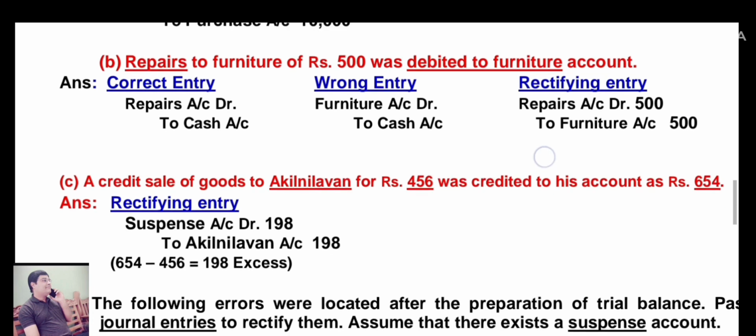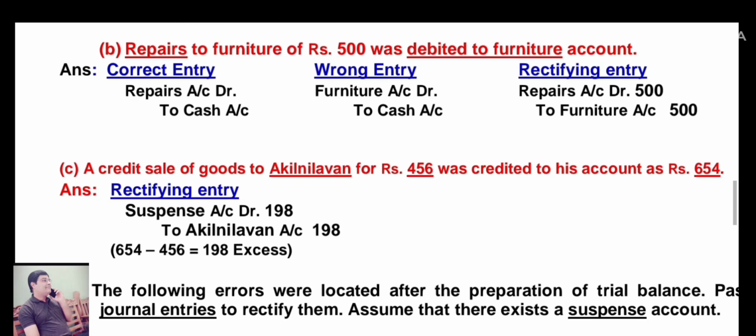Repairs to furniture rupees 500 was debited to furniture account. So, for repairs to furniture, instead of repairs they debited the furniture account. It is a wrong entry. In the exam you have to write only the rectifying entry. The correct entry, wrong entry and rectifying entry, all three entries I am writing because you have to understand how this answer has come. But in the exam you have to write only the rectifying entry.